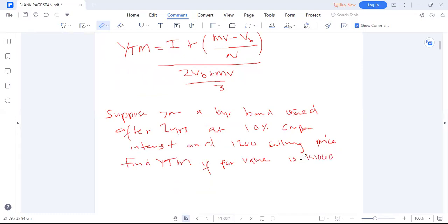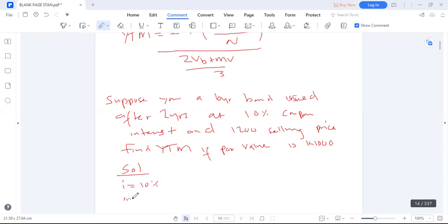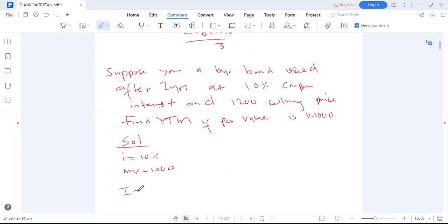So what are we given in this case? Our coupon interest is 10%. Our maturity value is 1,000. So what becomes our coupon payment? 10% times what? 1,000, which is 100. Our selling price of the bond, 1,200. Our period, it's a 10-year bond, but it was issued after 2 years. So the term period is 8 years.